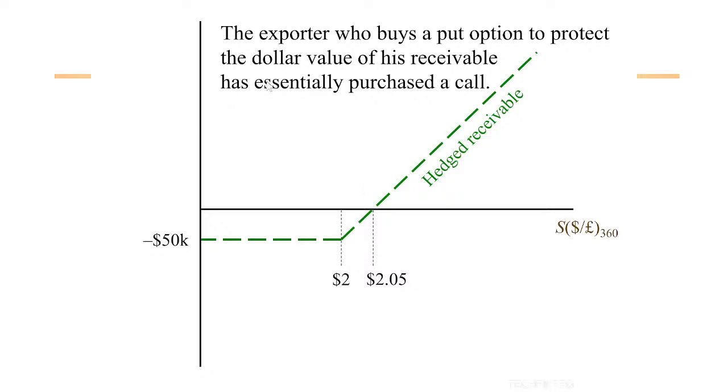So the exporter could buy put options to protect the dollar value of the receivables. And you can see this hedged receivable is similar to a call option. So basically, this is an account receivable.